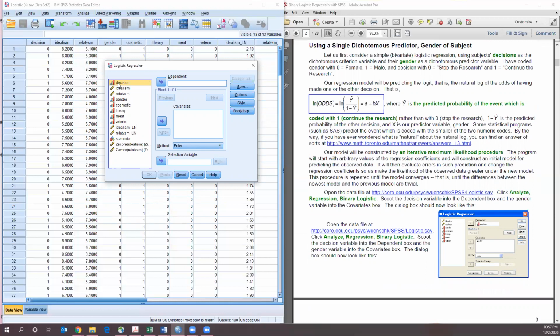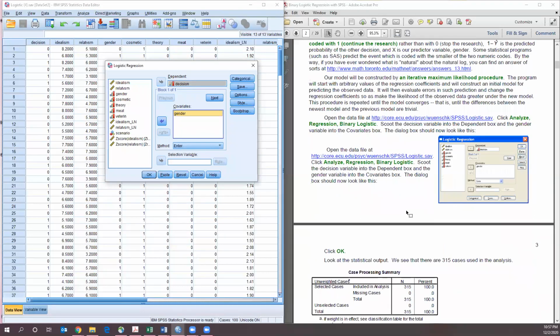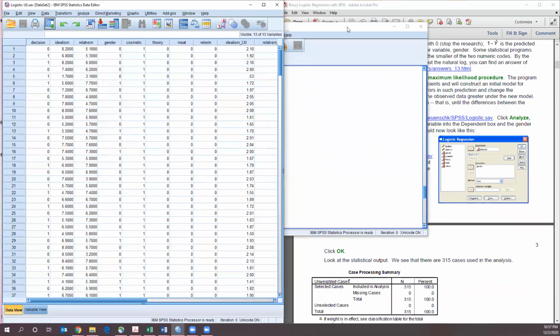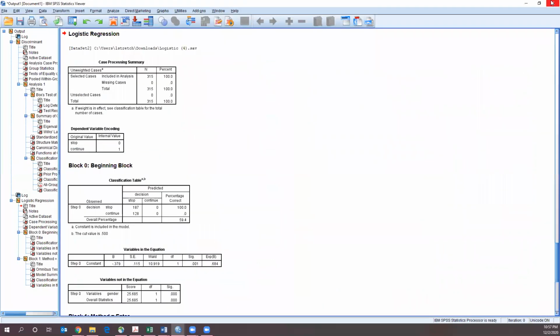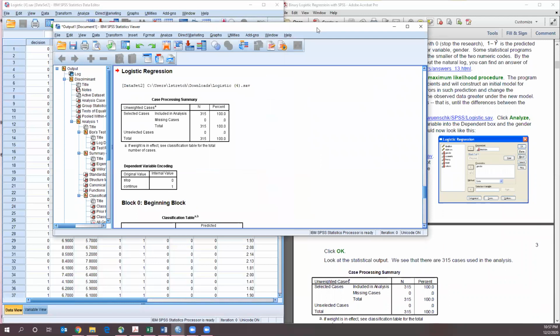So we're going to do decision in our dependent, which is what they decide to do. And then gender is going to go in the covariate. Enter is here, so I think we're good. So we're going to click OK. That's going to give us these results. Yep, looks like theirs, so that's good.